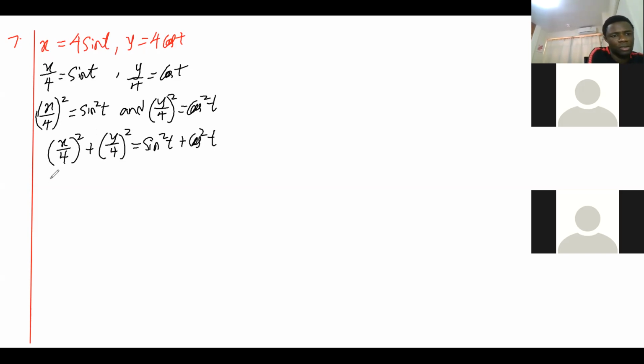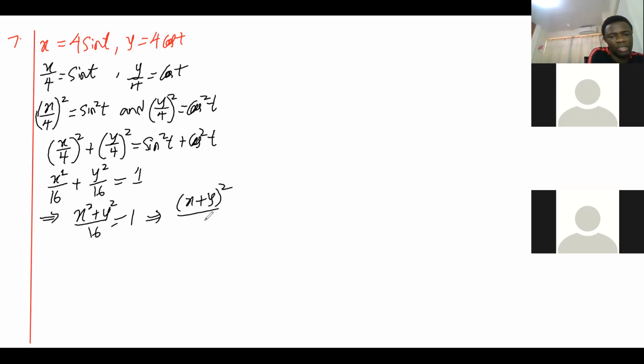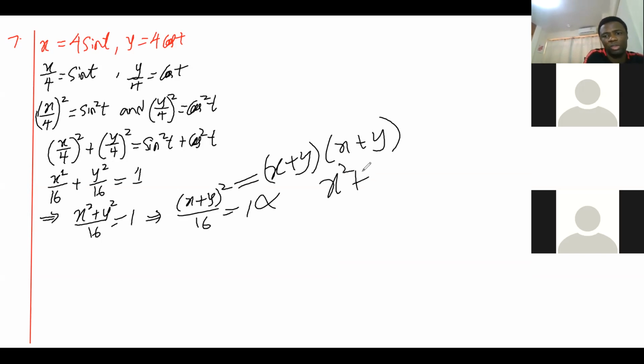Good. All right. So this is x squared over 16 plus y squared over 16 equals 1. So Brandy, you can multiply through. What he is saying is x squared plus y squared divided by 16 equals 1. It's implying this is x plus y all squared divided by 16 equals 1. This is wrong, because this is x plus y times x plus y, and that should be x squared plus 2xy plus y squared. Okay, we can't do that.